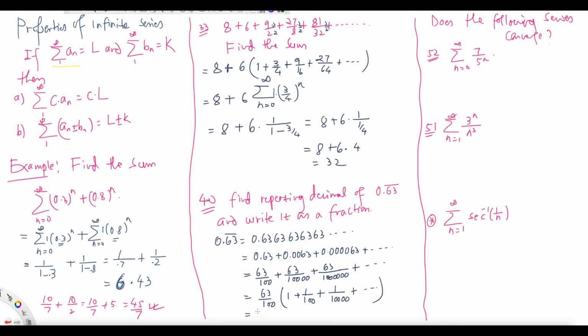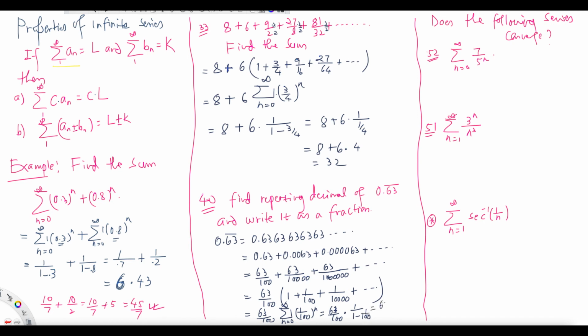So let me write. This can be written as the summation of 1 over 100 to the n, n equals 0 to infinity. If n is 0, you will get 1. If n is 1, you will get 1 over 100. If n is 2, you will get 1 over 10,000, and so on. So this is 63 over 100 times, a is 1, right? 1 over 1 minus r, where r is 1 over 100, right?